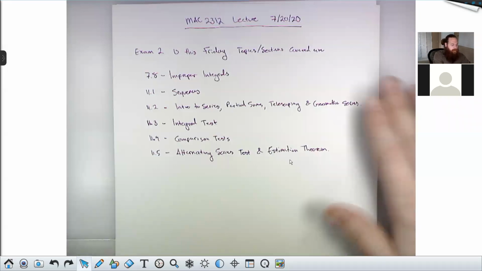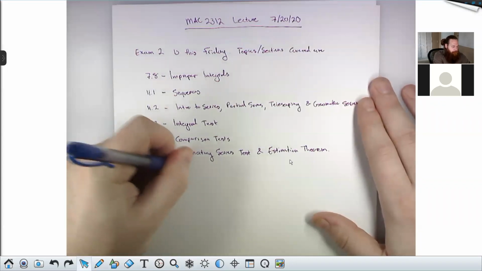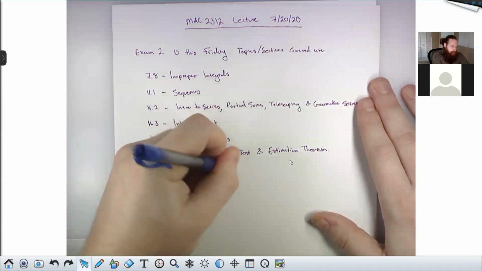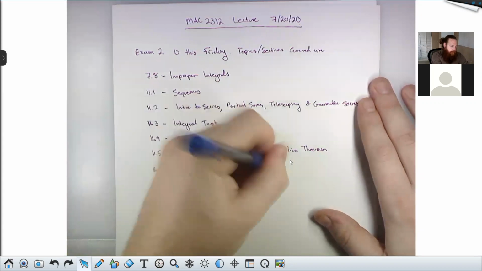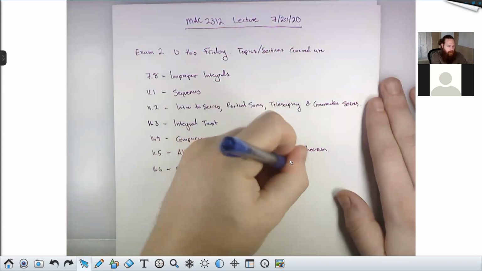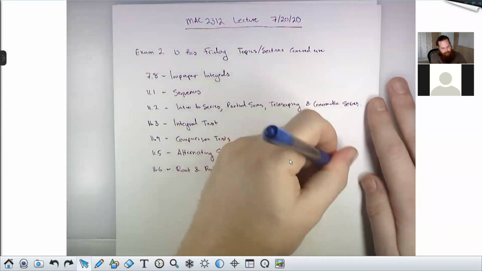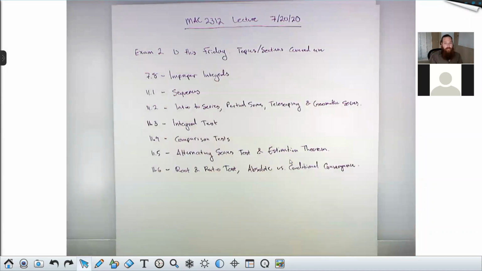The last thing that's going to be on the test here is 11.6, which we're going to talk about today. This is the root and ratio tests, and the concept of absolute convergence, how it relates to what's called conditional convergence. I actually mentioned last Wednesday what it means for a series to converge conditionally, but I want to be a little bit more specific.